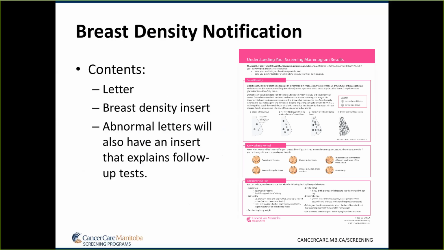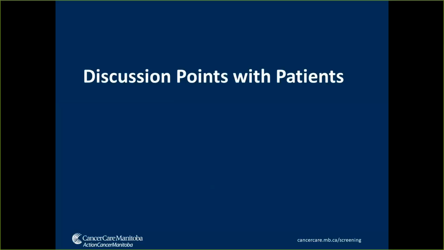They'll receive in the envelope the letter with their result, a breast density insert, which you see pictured there, and abnormal letters will also have an insert that explains follow-up testing.